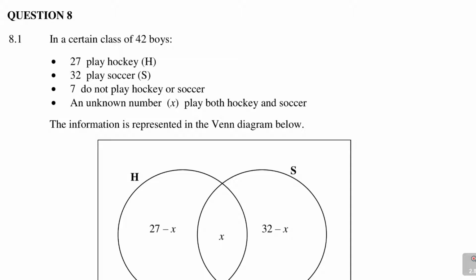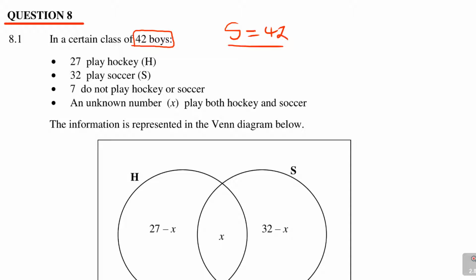Look at this question. It is taken from a previous paper, and it is question number 8. It says 8.1, in a certain class of 42 boys. So you need to be very, very sensitive whenever they are dealing with probability. Every statement counts, so you need to be very sensitive to what they are giving you. So they are saying in a certain class of 42 boys. So the meaning, this is the sample space. So this is your S, which is equal to 42.